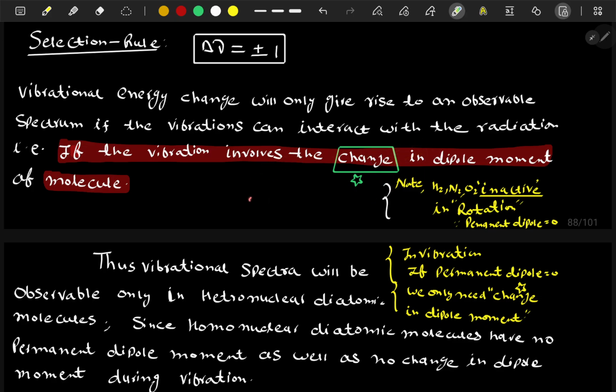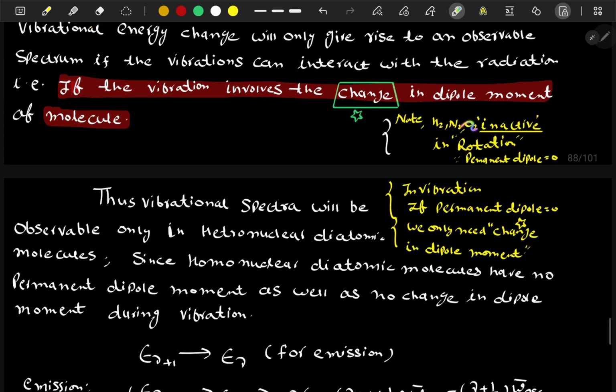So vibrational transition is only possible when there is a change in dipole moment. Not necessarily, if a molecule is having a dipole, then it will show vibrational energy. We should have a change in dipole moment to have vibrational transition. Like this, I have explained it here. Like H2, N2 and O2 are inactive in rotation. Why are they inactive in rotation? Because they do not have a permanent dipole moment. So they will be rotationally inactive.